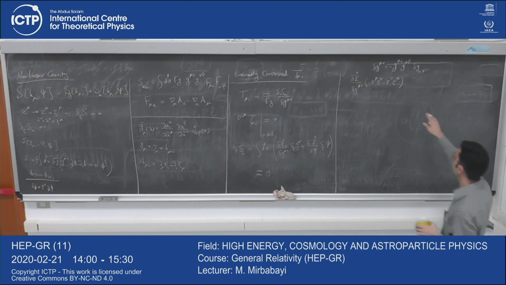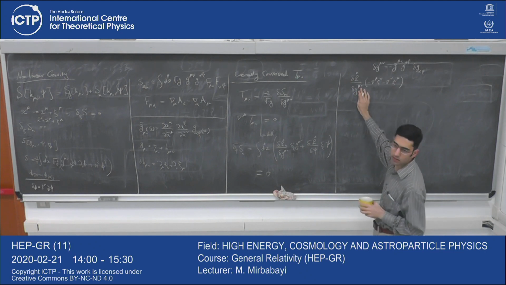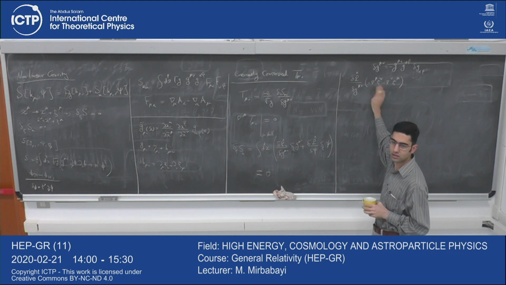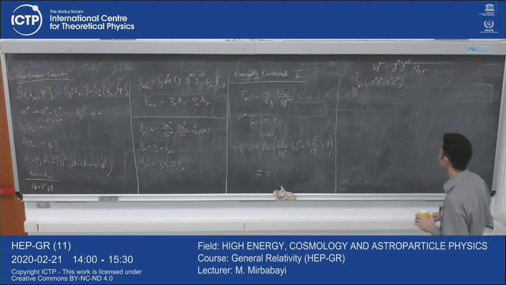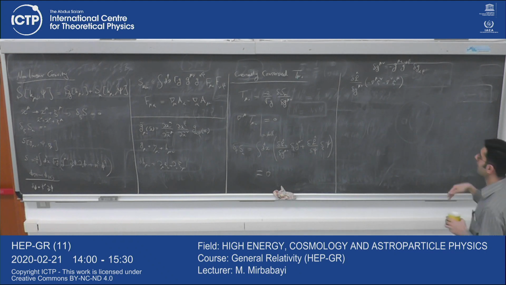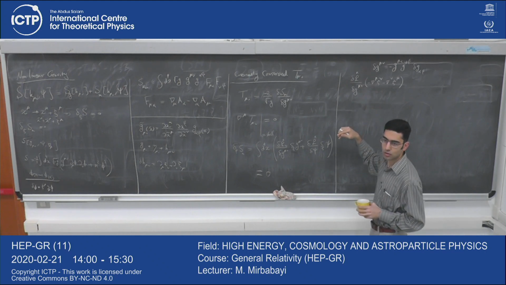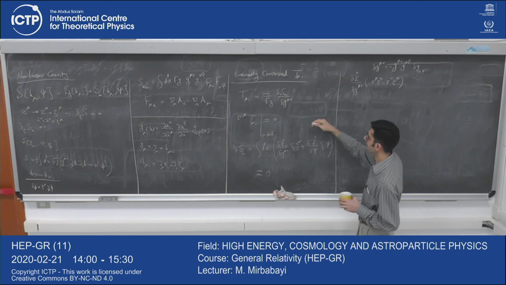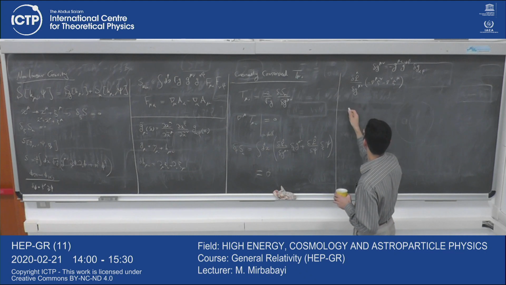So yeah, now we have this term. You can notice that this is symmetric under the exchange of mu and nu, so these two terms are actually the same. We can just look at one of them. And then we can manipulate it a little bit to write it as a total derivative plus something like this. How do we do that?